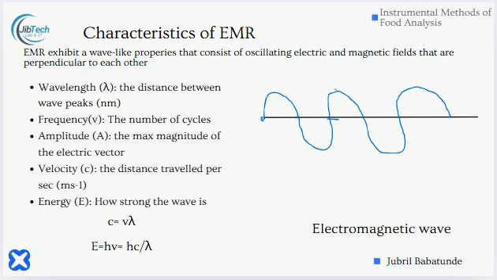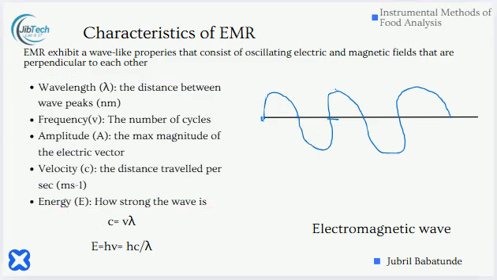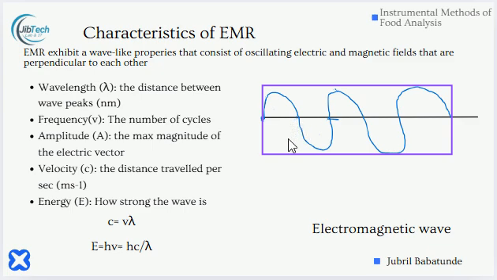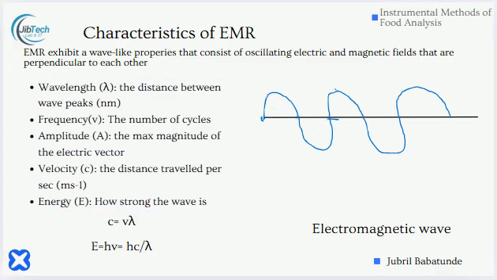Our frequency is clear. The unit of frequency should be hertz, or per second. Now let's talk about amplitude, A. Amplitude is the maximum magnitude of the electric vector. You can just think of amplitude as the height of the wave.